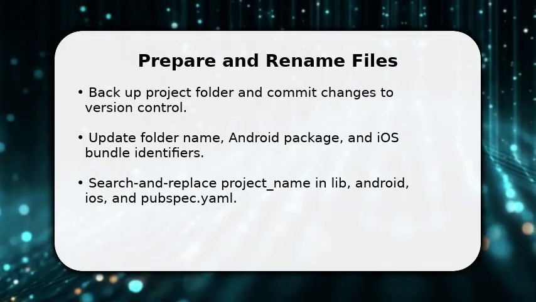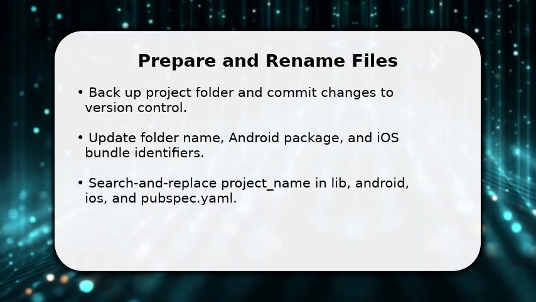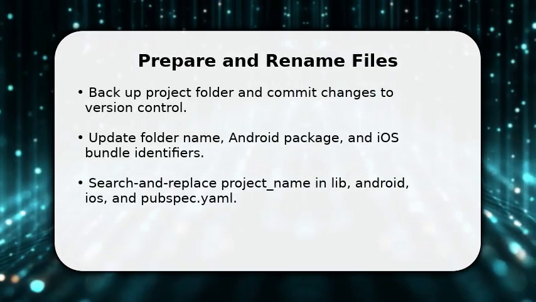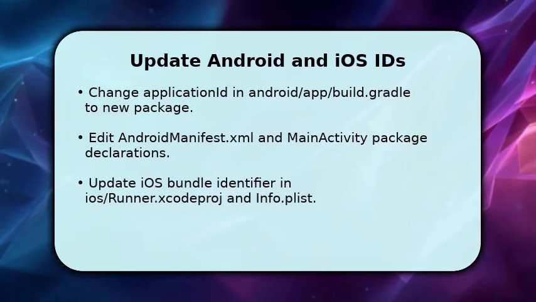Next, search the workspace for the old project identifier, package, or bundle, and prepare to update Android and iOS-specific files. Once done, install dependencies to validate the new pubspec. Now focus on platform specifics.